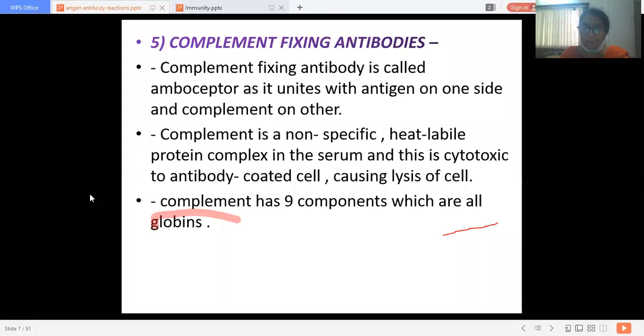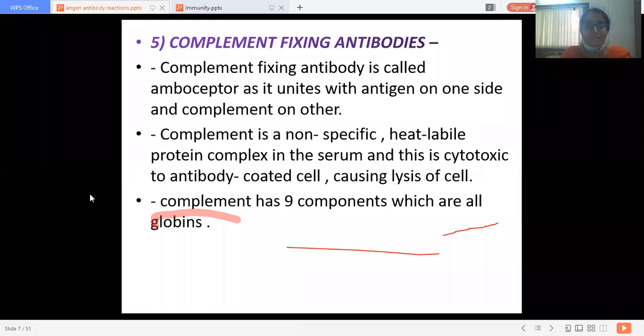Whenever a cell gets coated with antibody, complement proves cytotoxic to it, or direct lysis can occur by this complement. When it gets fixed to that antibody coated cell, it causes direct death of the cell, destruction of the cell, lysis of the cell. Okay, it is a protein complex, a heat labile protein complex.